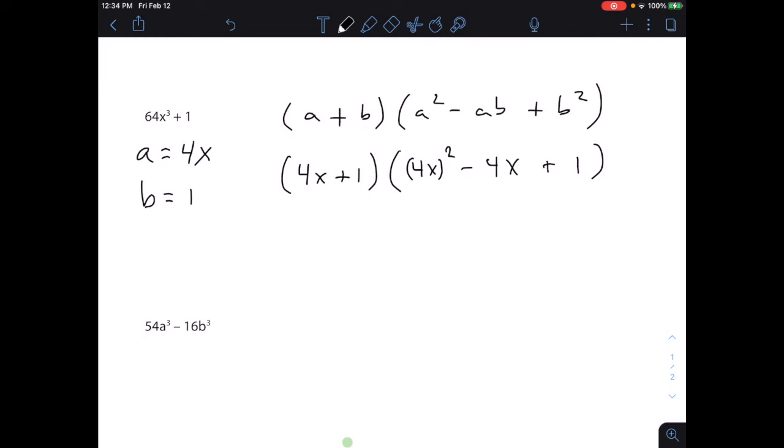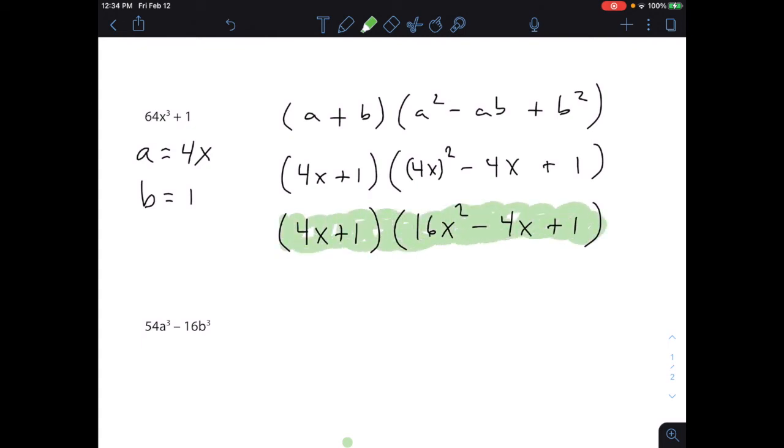So we only have one thing to simplify now. And we have the first term in our trinomial to simplify. And if we take 4x and we square it, it just becomes 16x squared minus 4x plus 1. So there we have it.